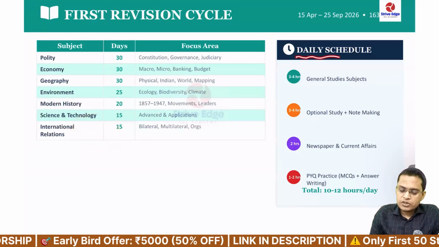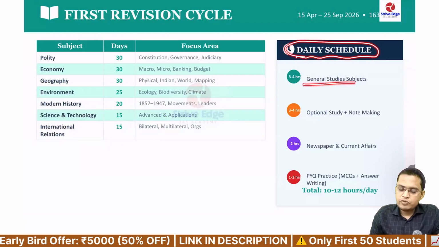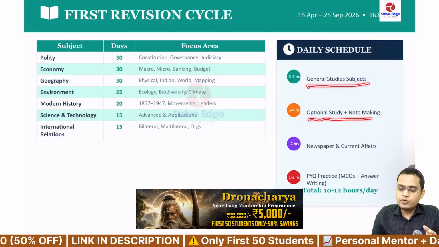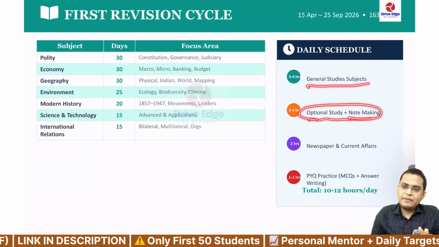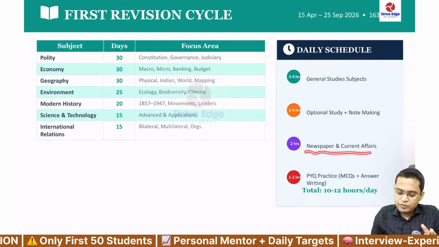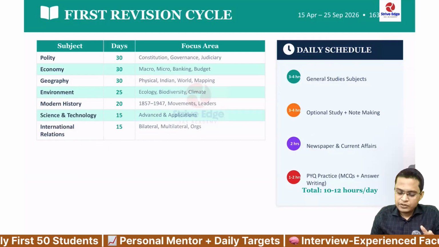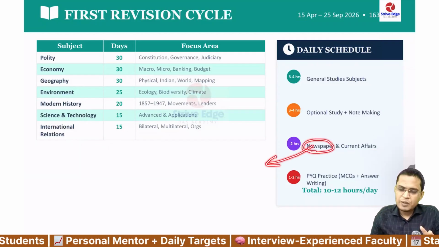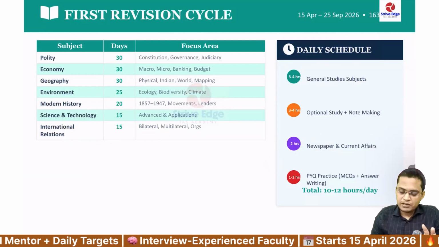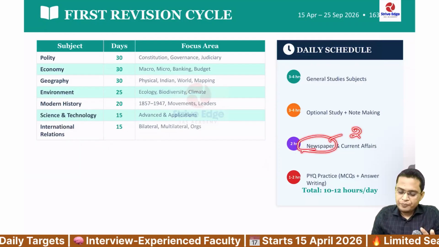And what is going to be your daily schedule? So daily schedule, you have to study 3 to 4 hours of your general studies subject, and optional study you have to do plus note making, because the same 3 to 4 hours of your optional subject plus note making. Then you have to read 1.5 hours of newspaper and current affairs. And newspaper is taking a lot of time. Without newspaper, it is very difficult to clear the UPSC, but reading the newspaper can take 2 to 3 hours.